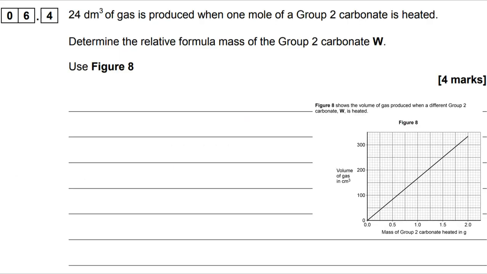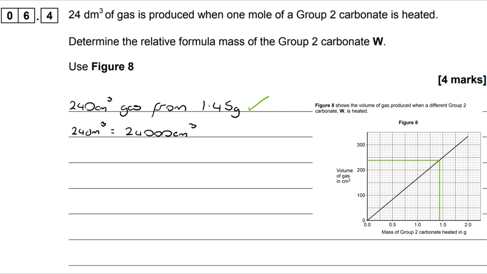6.4, we're told 24 decimeter cubed of gas is produced when 1 mole of a group 2 carbonate is heated. Determine the relative formula mass of the group 2 carbonate W. Now, I'm going to use the graph again, and I'm going to look at 240 centimeters cubed because I can scale that up, and I can see that 240 cm cubed would come from 1.45 grams. But 24 decimeters cubed is 24,000 centimeters cubed. So in 24,000 centimeters cubed, there would be 100 times that mass. And that takes me to a value of 145.